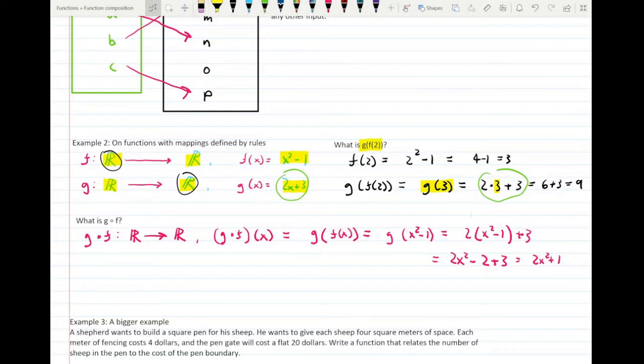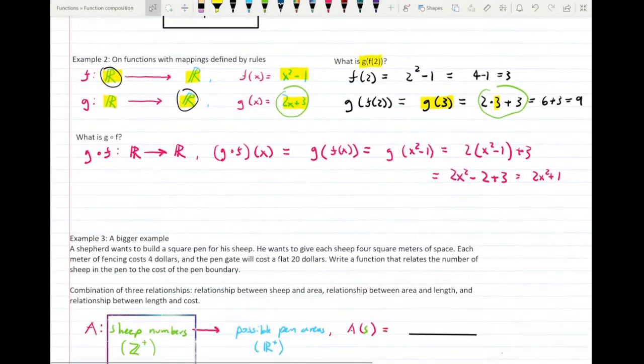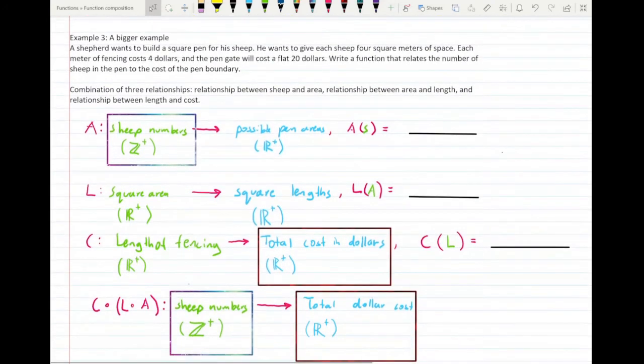All right, let's move on to our final example, a word problem. A shepherd wants to build a square pen for his sheep, one of the many shepherds in math. He wants to give each sheep 4 square meters of space. Each meter of fencing will cost him $4, and the pen gate will cost a flat $20. We want to write a function that relates the number of sheep in the pen to the cost of the pen boundary.